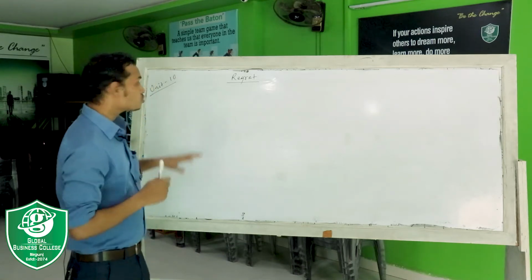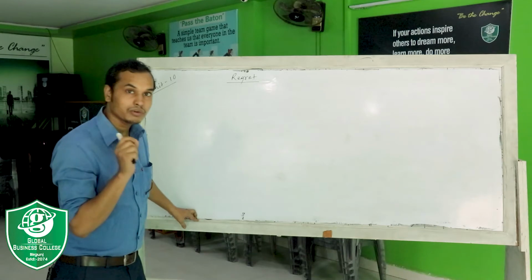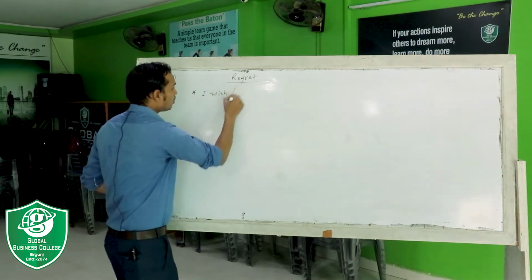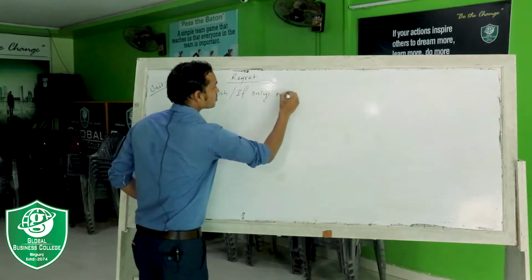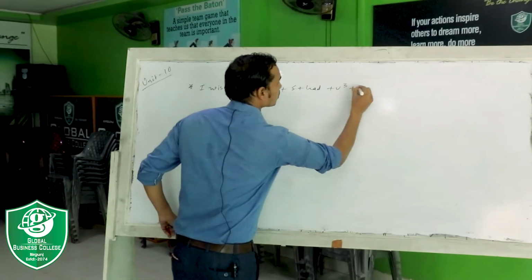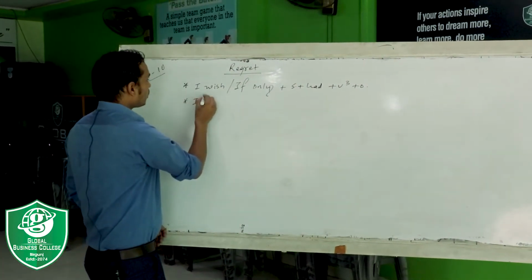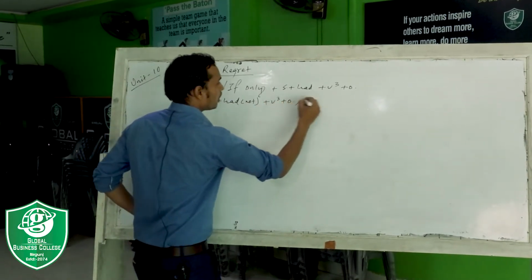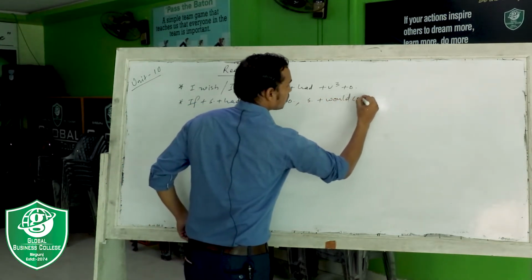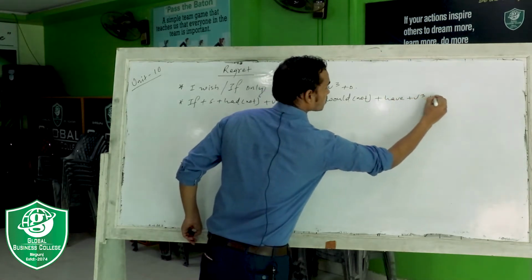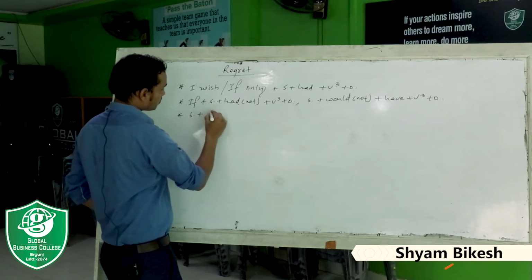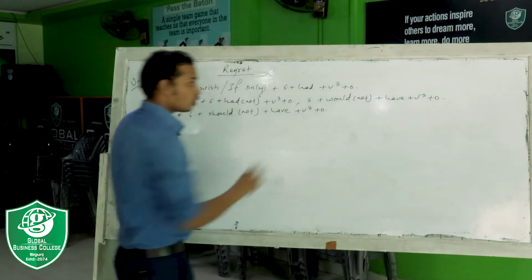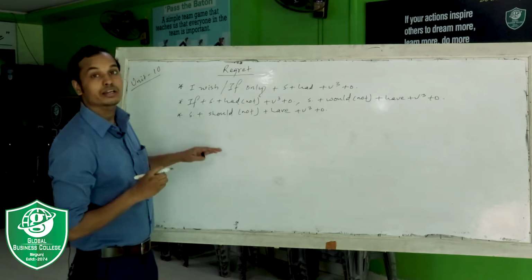That is regret. So to express your regret, you have to follow some structures. So first we will look at the structures. I wish, or if only, plus subject plus had plus V3 plus object. The next one is if plus subject plus had or not plus V3 plus object, and then subject plus would or not plus have plus V3 plus object, and the next one is subject plus should or not plus have plus V3 plus object. So there are three structures to express your regret about something.